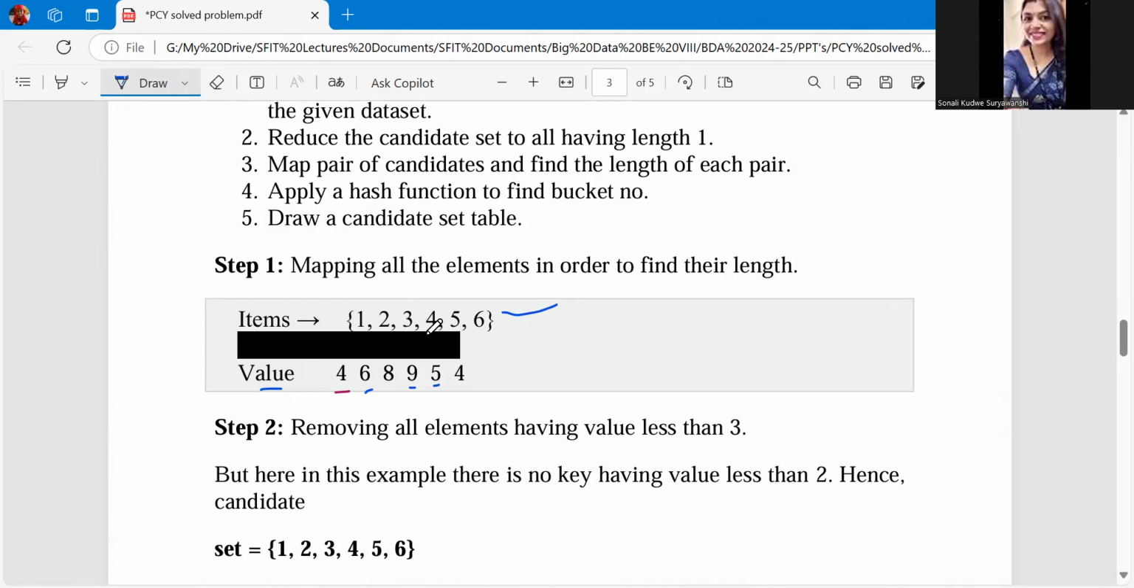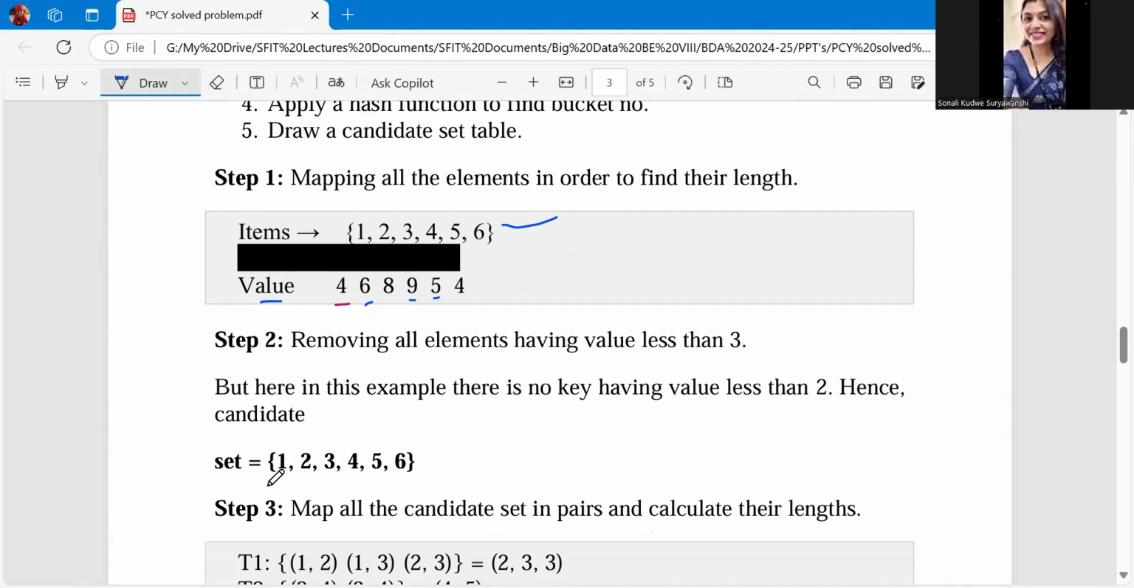If in a question you get elements with a value lower than the threshold value, you simply discard them. Do not send them forward to the next step. Just for example, if 6 came 2 number of times, I would simply discard 6 and not consider it in the next step. Otherwise, just forward as it is to the next step. Once you do that, the set has now been introduced in the next step.